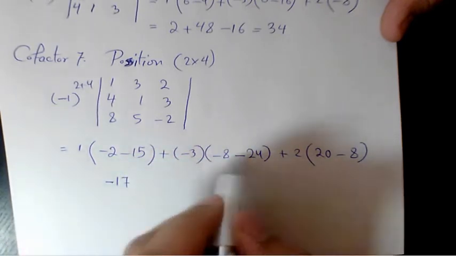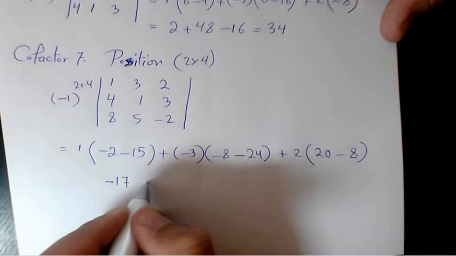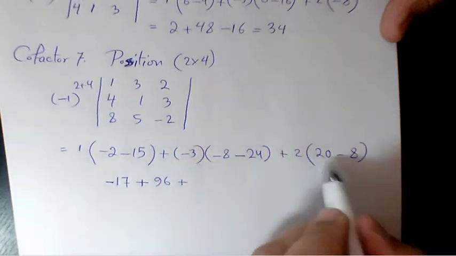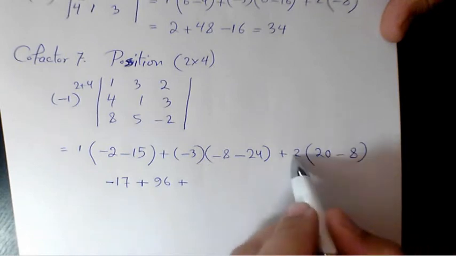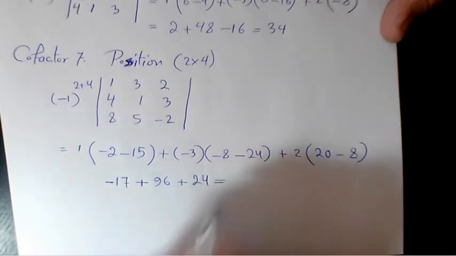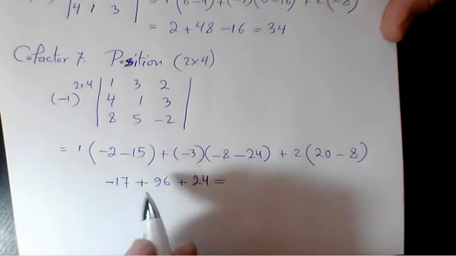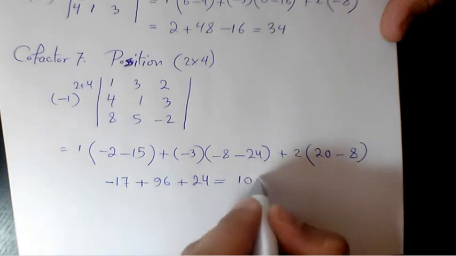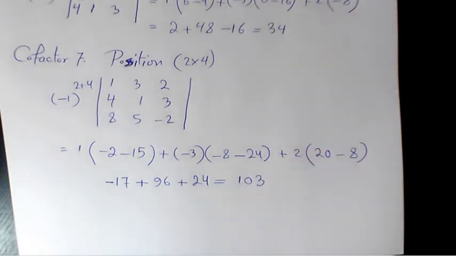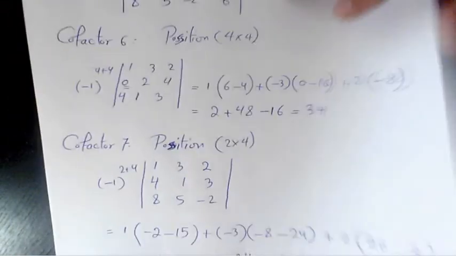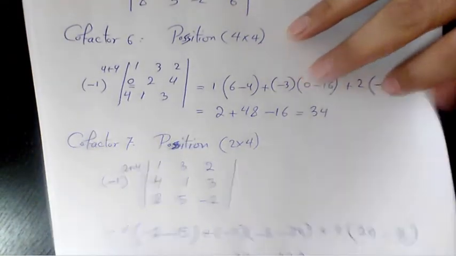Here you have negative 32 times negative 3, which is positive 96. And 20 minus 8 is 12 times 2, which is 24. So when you add them, that's going to be 103. That's going to be the cofactor of 7. Now we need to find the cofactor of 8.